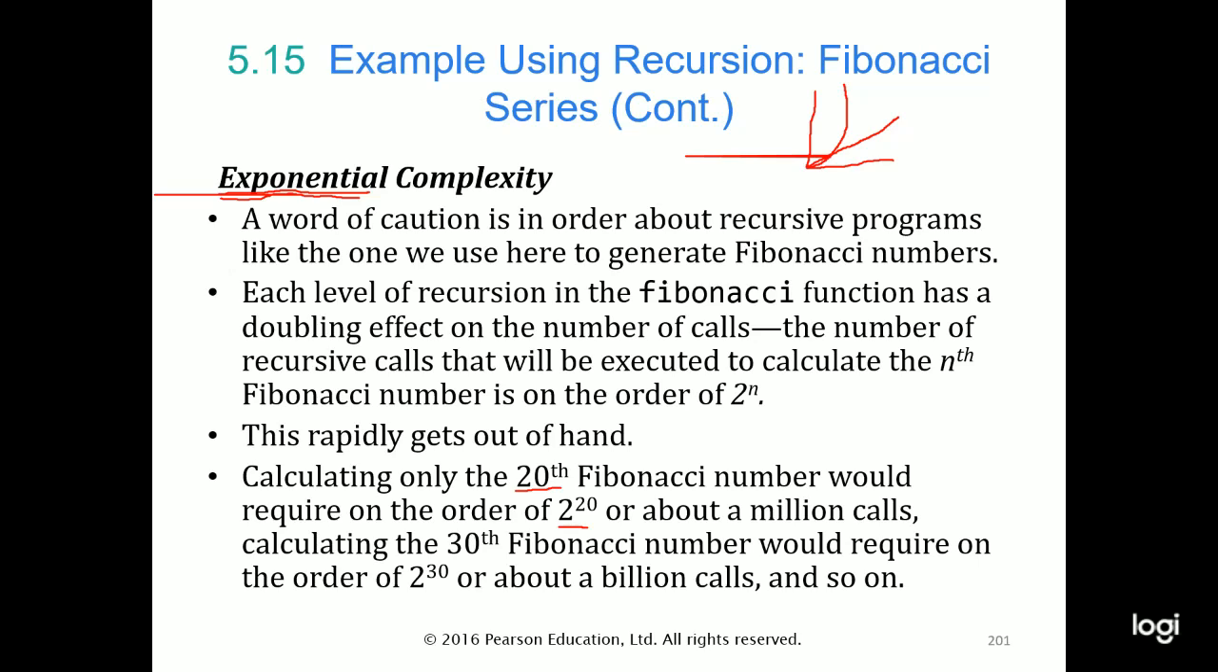Similarly, computing the 30th Fibonacci number would require about 2 to the power of 30, or a billion, function calls. So the complexity, or the number of function calls that you have as you increase the argument to the Fibonacci function, increases very quickly, and it increases in what is called an exponential manner versus a linear manner.